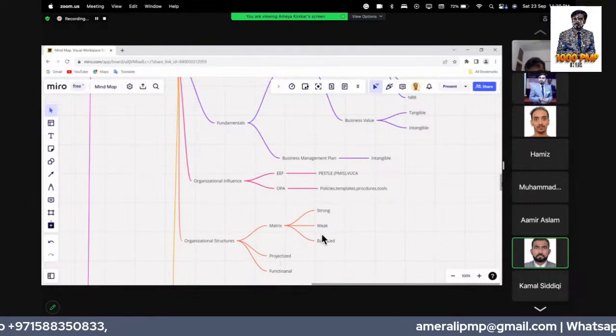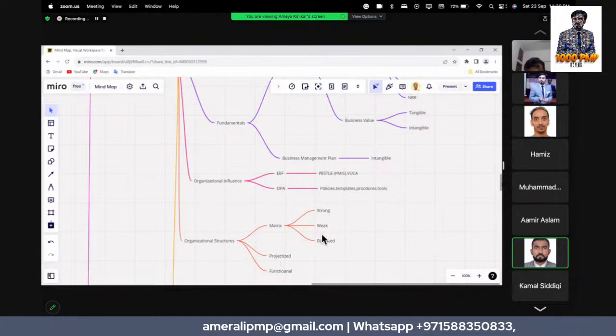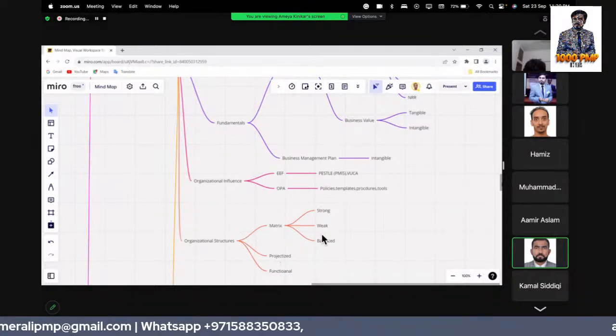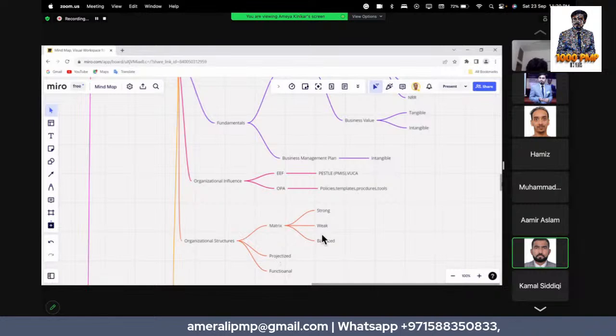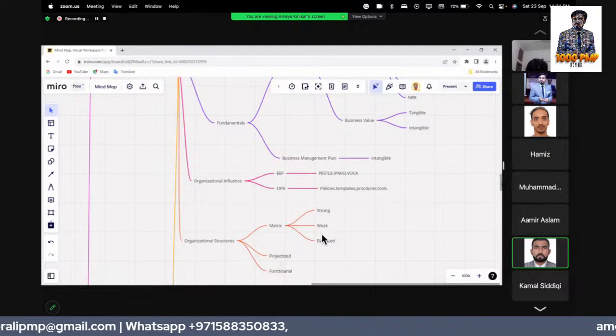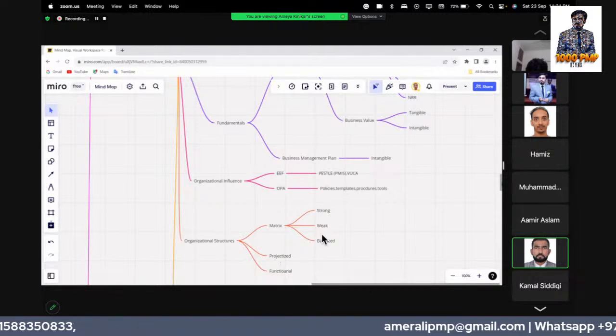And also there is projectized and functional. In functional, there is only operation. I can give you my own project example, because I'm working on an operation and maintenance project. For example, before, we executed one park and we got that value. After that project ended, the operation and maintenance of that park we also got.